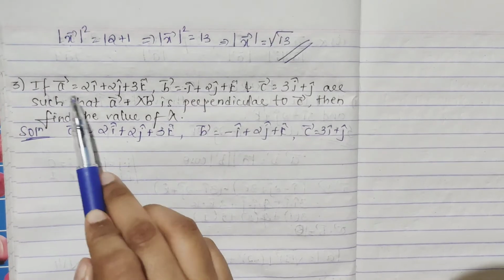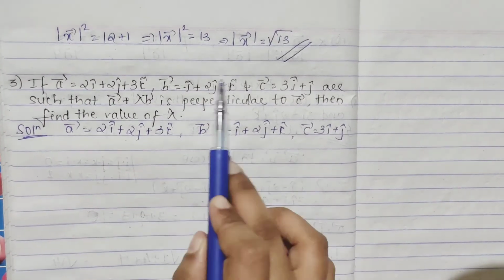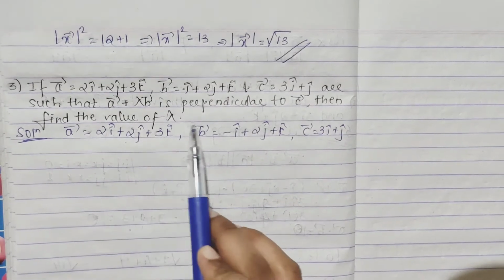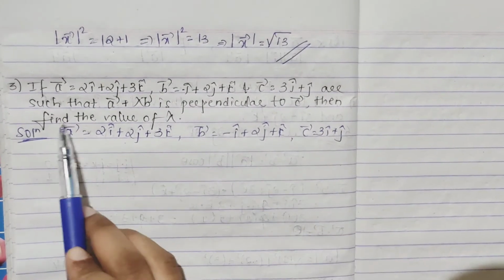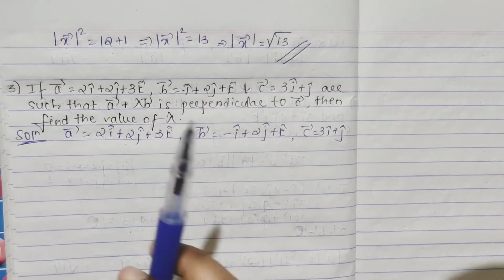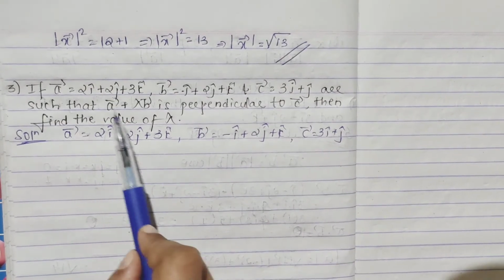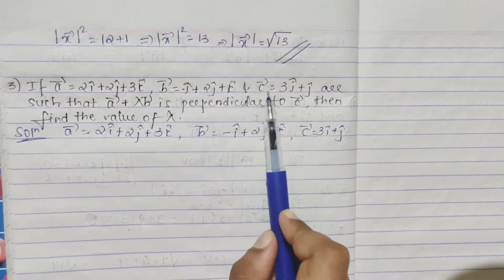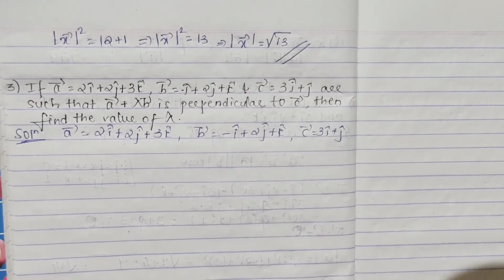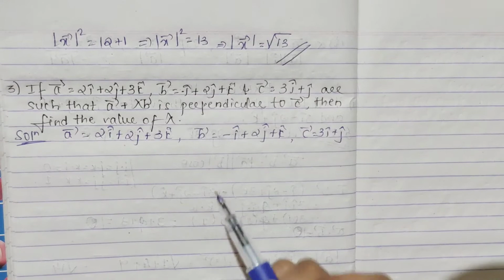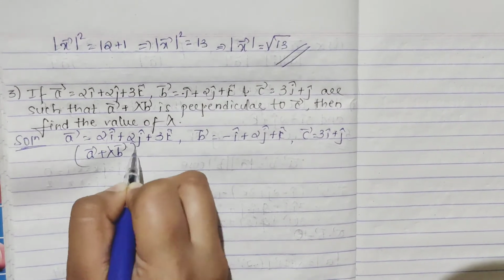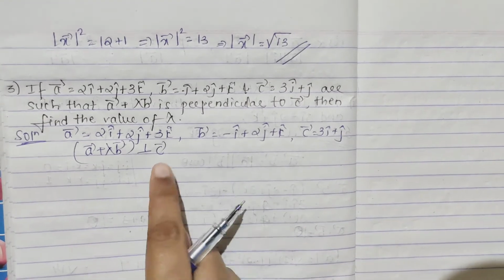Next question they have given: if vectors a, b and c are such that vector a plus lambda vector b is perpendicular to vector c, then find the value of lambda. Okay, they have given you 3 vectors and they are telling that vector a plus lambda vector b is perpendicular to your vector c. If it is such, then you have to find the value of lambda. So a, b, c I have written in the solution, and what they are telling you is vector a plus lambda vector b is perpendicular to vector c.